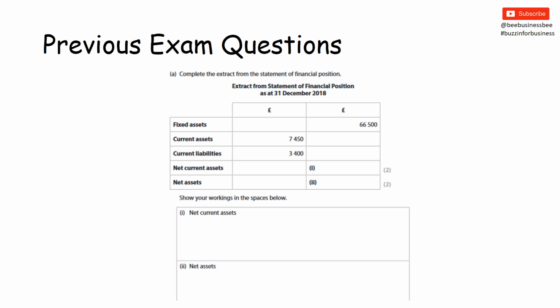So the best way to do this is to actually have a go at some past exam questions. So here you can see that you've got a statement of financial position, and you're being asked to calculate the net current assets and the net assets. Remember, you're going to need to use the formulas which you need to learn for these two calculations. See if you can do that. Pause the video while you do, and then unpause for the answers.